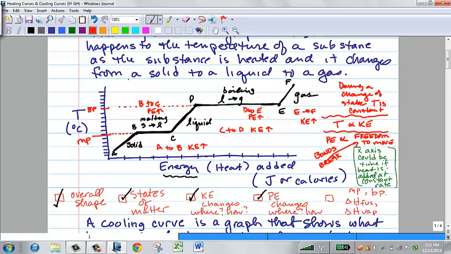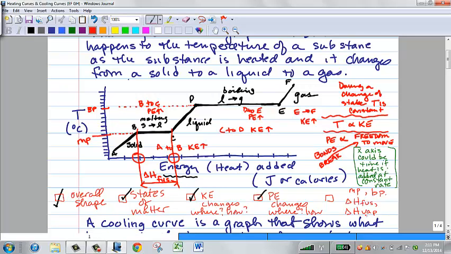Now energy is read off of the x-axis. So the amount of energy you need to melt this stuff is the amount of energy it takes to go from B to C. So I could read that value off of the graph, subtracting these two x points to figure out the difference between them. The difference between the energy value when the melting starts and when the melting ends is called the delta H of fusion, the heat of fusion.